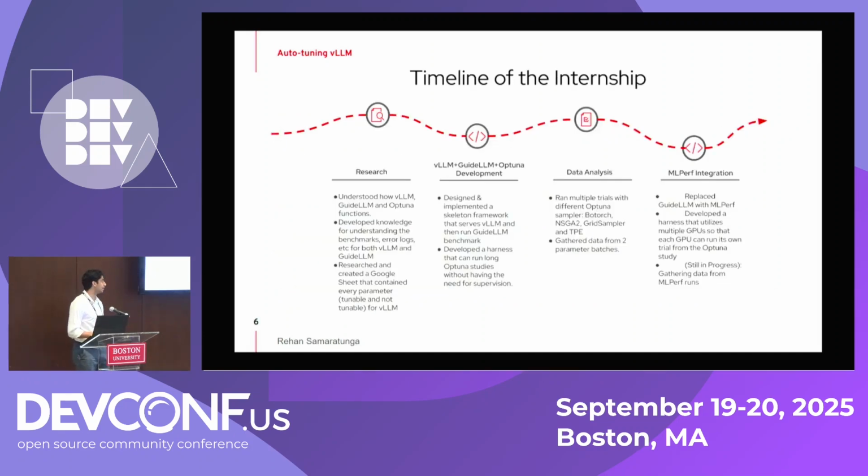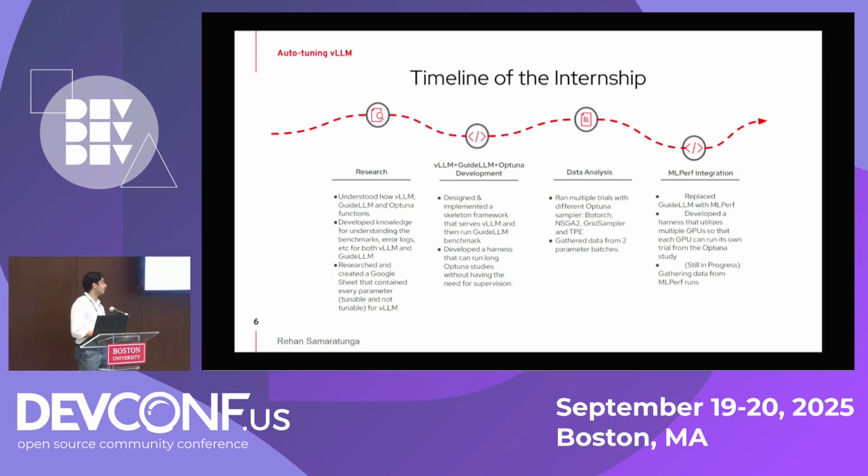This can also help you determine which objective function you want to use. So, a quick timeline of my internship before I go into the data. For the first quarter of my internship, I focused solely on research, understanding how vLLM, GuideLLM, and Optuna all work. I developed knowledge for understanding benchmarking error logs for both GuideLLM and vLLM. And all this research I stored in Google Sheets on every tunable parameter for vLLM.